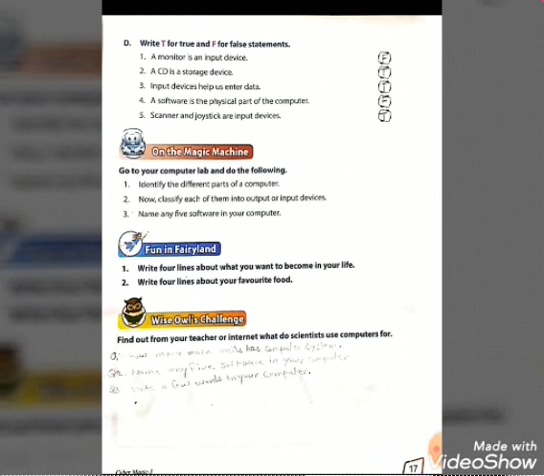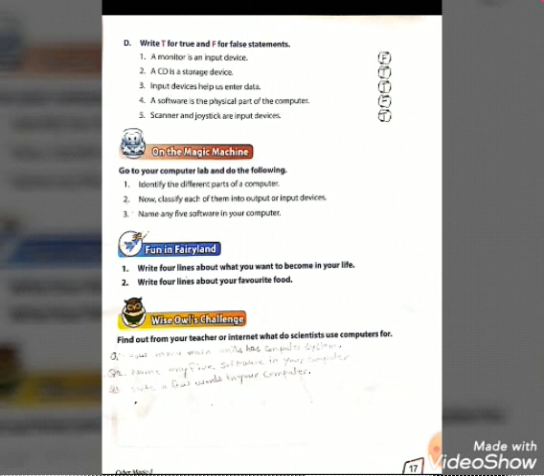Now the second one is, a CD is a storage device. Yes, it is true. It is T for true. Now the third one, input devices help us enter data. It is also true. Input devices help us enter data in the computer. That is why it is true here.